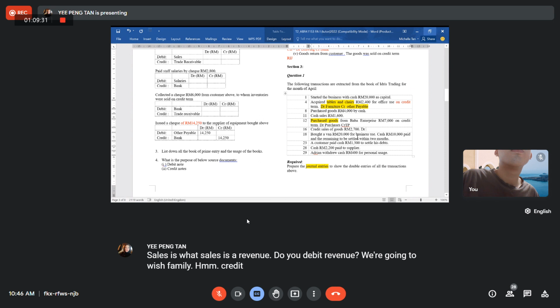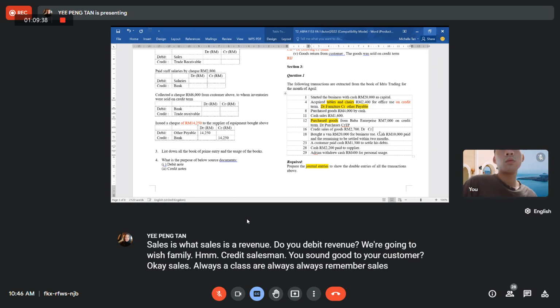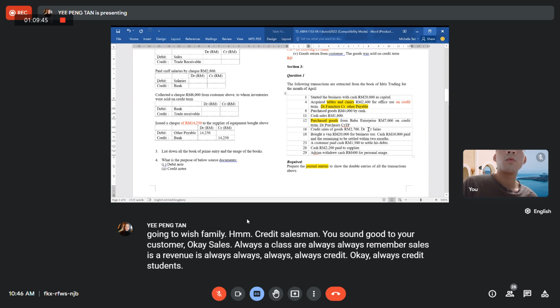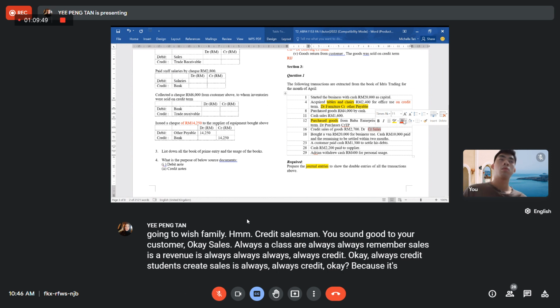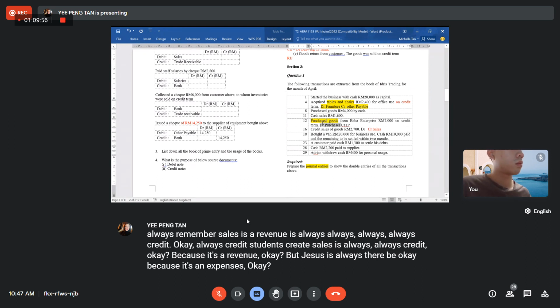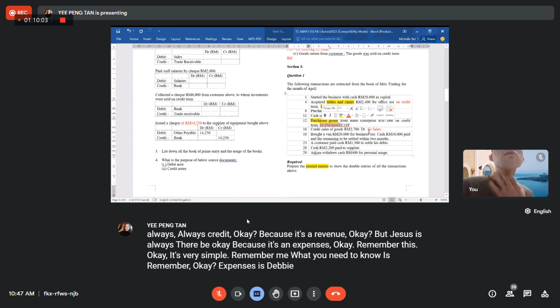Credit sales means you sell goods to your customer. Always remember, sales is a revenue, and it is always credit. Students, sales is always credit, because it's a revenue. Purchases is always debit, because it's an expense. Remember this, it's very simple. Expenses are debit. Income or revenue is credit.